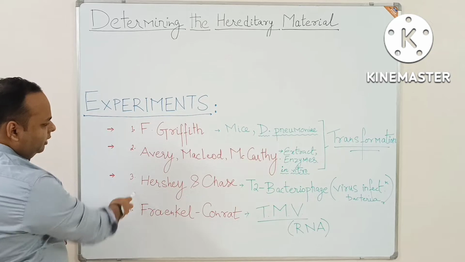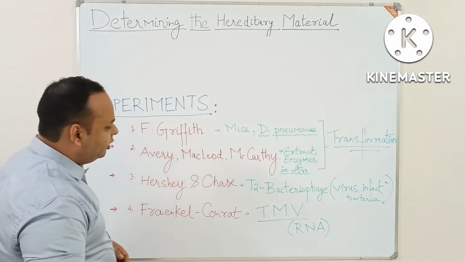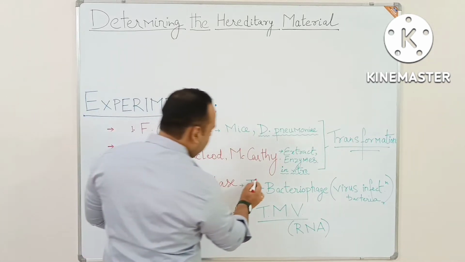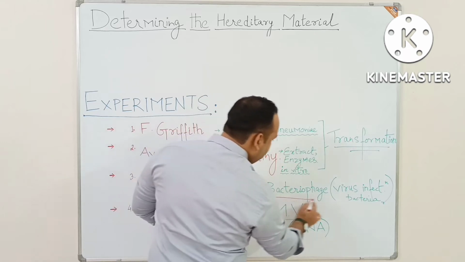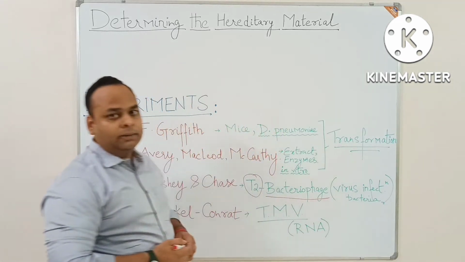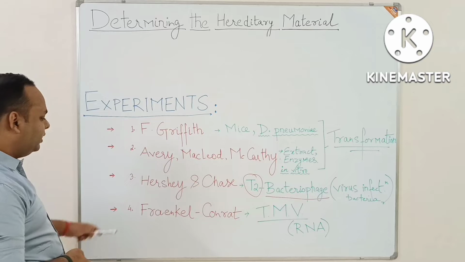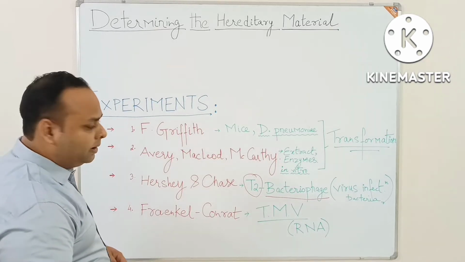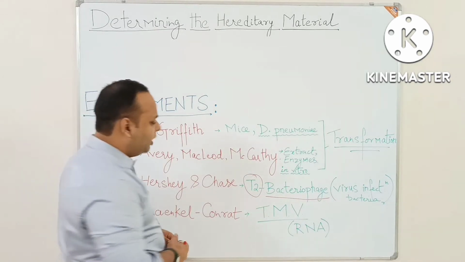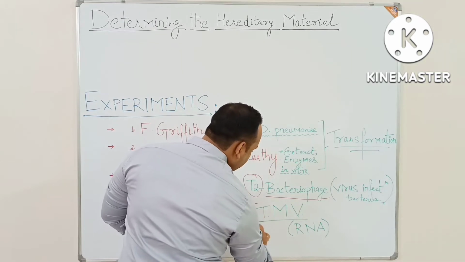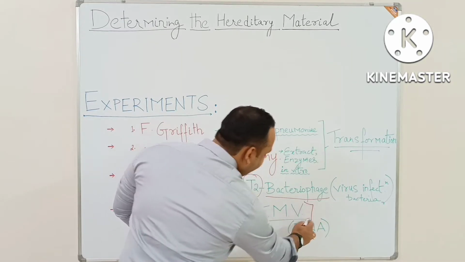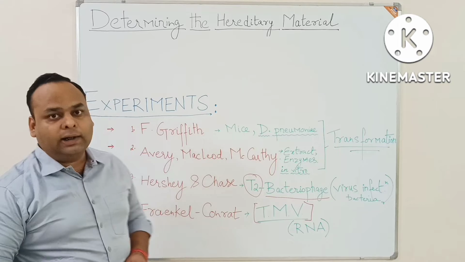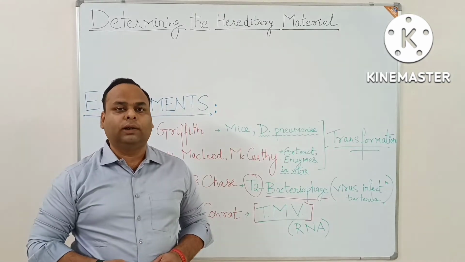Third is the Hershey and Chase experiment on T2 bacteriophages. Bacteriophages are viruses that infect bacterium. Fourth and last is Fraenkel-Conrat's experiment on TMV, or tobacco mosaic virus. This experiment led to the conclusion that RNA can also be the genetic material.